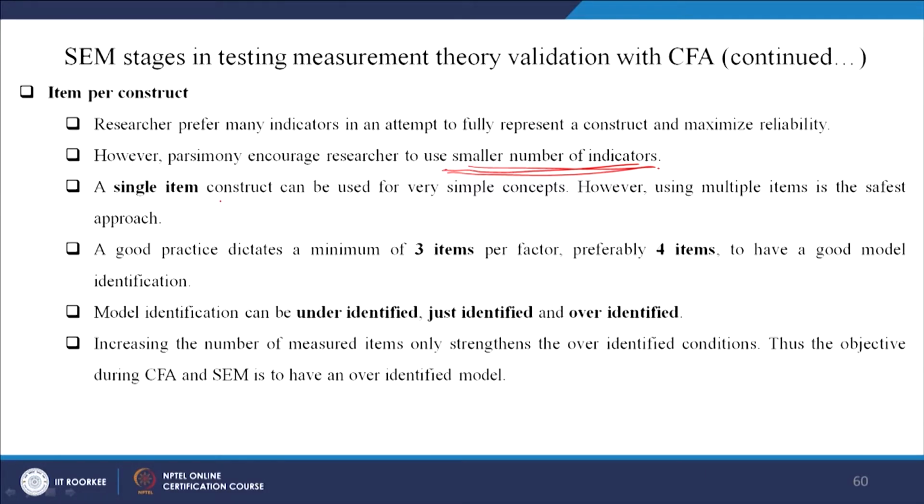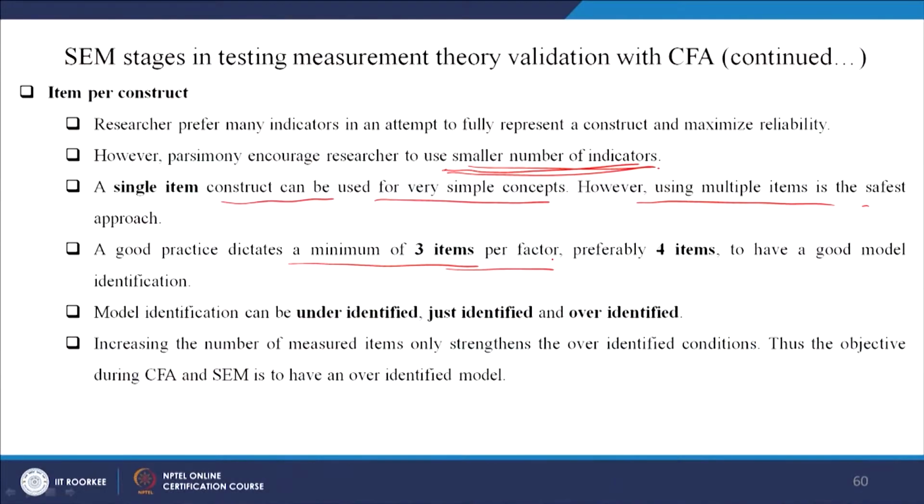A single item construct can be used for very simple concepts. If the concept is very simple, then a single item is okay, fine. However, using multiple items is the safest approach. Whenever you make a construct, it is better to have multiple items, that means 2 or 3 variables, or 2 or 3 questions, whichever way you are attempting. Good practice dictates a minimum of 3 items per factor, preferably 4, to have a good model identification.